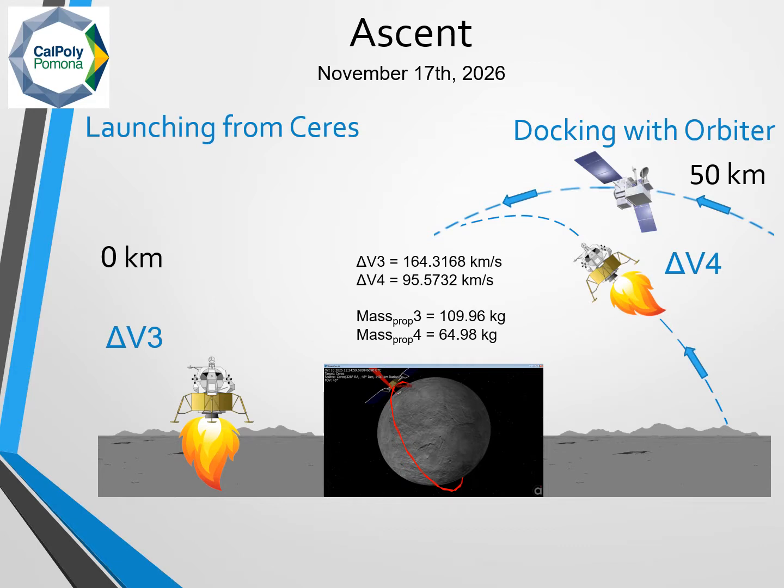On November 17, 2026, the lander will conduct another burn at a magnitude of 164 meters per second to launch itself off the surface of Ceres. Once the lander reaches the orbiting altitude of 50 kilometers, the lander will conduct its final burn at a magnitude of 94 meters per second to rendezvous and dock safely with the orbiting spacecraft.